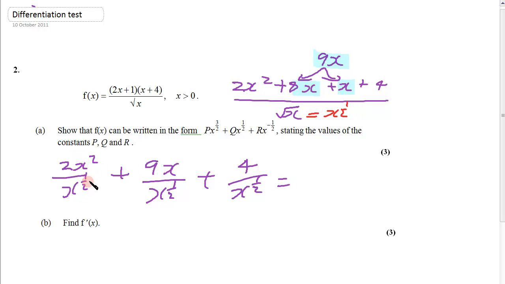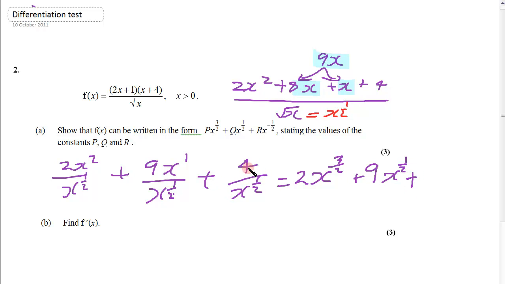Now let's just cancel these down. If we divide, we subtract the indices. So 2 minus a half gives us 1 1/2. So we've got 2x to the 3 over 2. So there's the 3 over 2 bit. Good, we've got that. And then we've got 9, x to the 1 minus a half gives us a half. So it's 9x to the half.